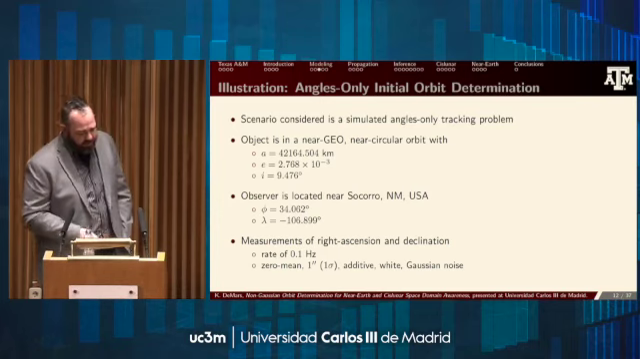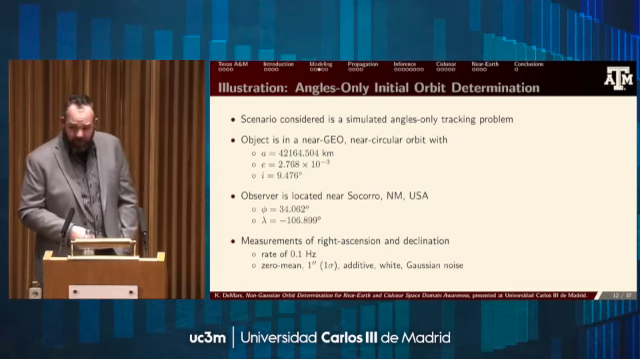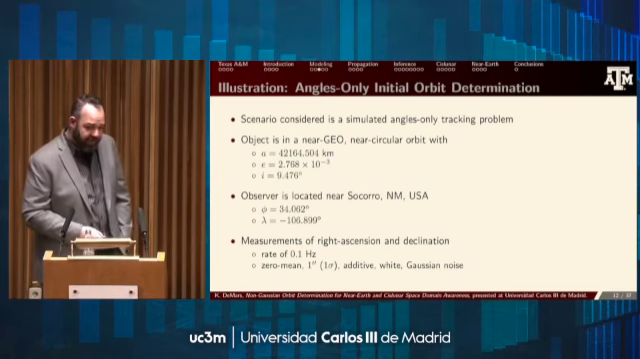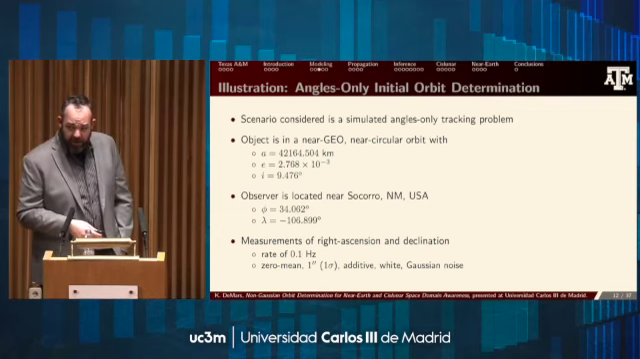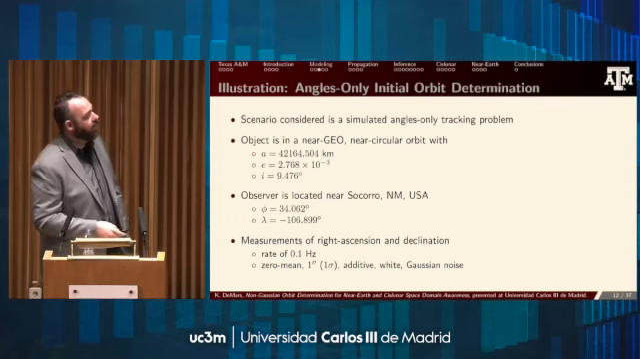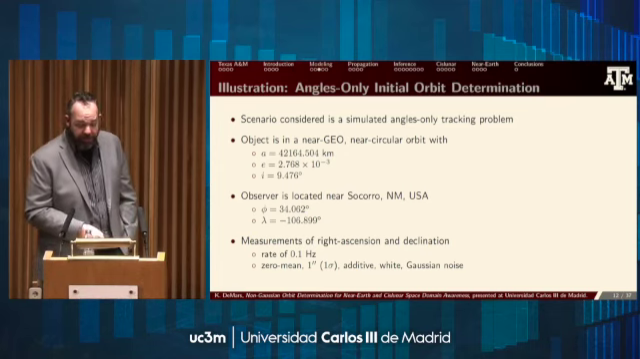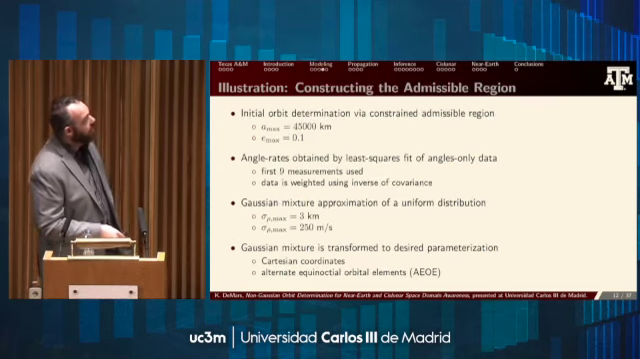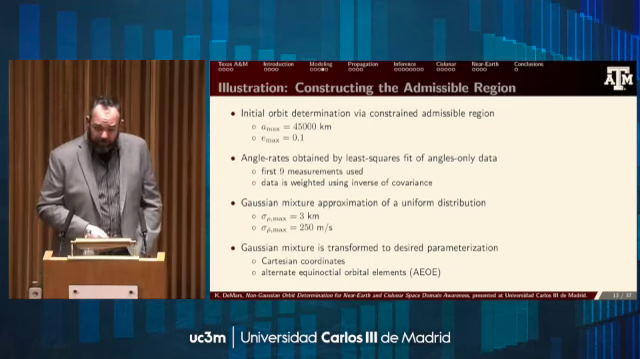And we're taking measurements once every 10 seconds. The measurements have zero mean additive white Gaussian noise with a standard deviation of 1 arcsecond added to them. So it's a pretty precise measurement, but we want to use this angles-only information to formulate some sort of initial orbit determination solution on this object. The method we're going to use is based on the admissible region.